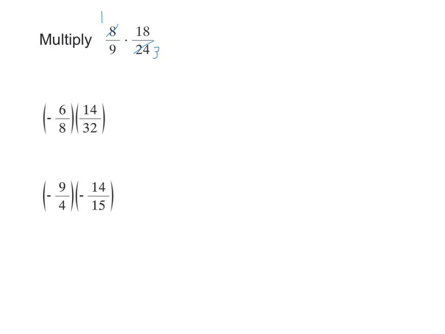Not only that, the 18 and 9 have something in common. They're both divisible by 9. Now I'll multiply across the top and across the bottom. Had I not done that, the numbers would have been extremely large. This saves a lot of time, is much more efficient for multiplying fractions. Let's try 2 more.